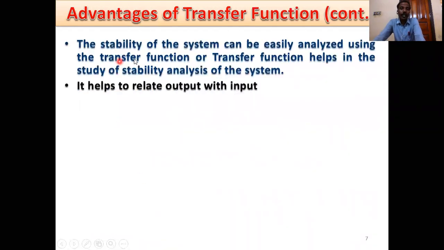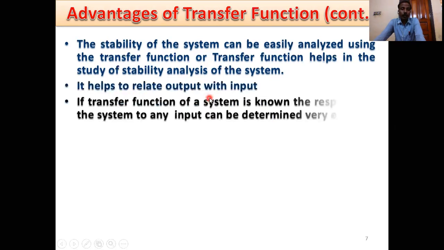Another advantage, the stability of the system can be easily analyzed using the transfer function, because the transfer function gives the characteristic equation of the system, and this characteristic equation determines the stability of the system. If all the poles are on the left hand side of the s-plane, then the system will be stable. This is one property. Another, root locus, Nyquist and Bode plot techniques. And another advantage, it helps to relate output with input.